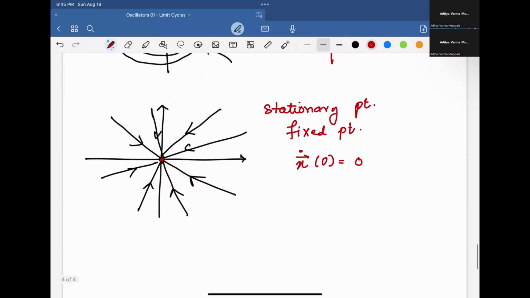So you can have the opposite case where everything diverges from the center in all directions. So this is also a fixed point because if you're at the center, you don't go anywhere. But if you deviate even a little bit, then you start rolling away to infinity, right?